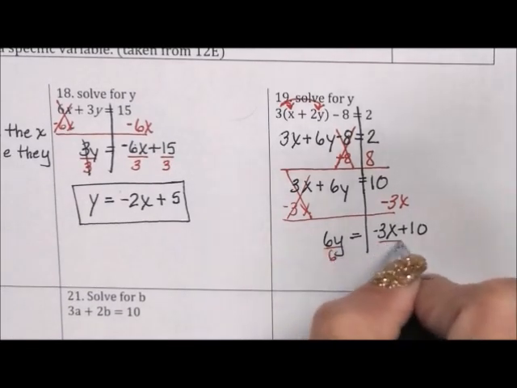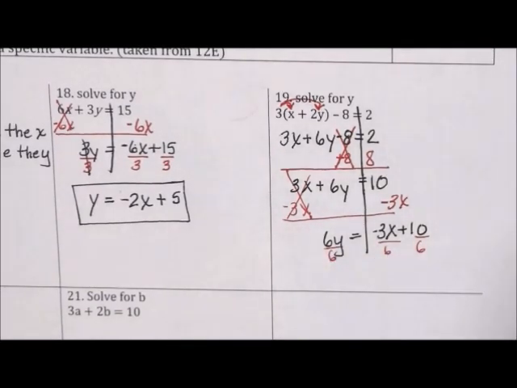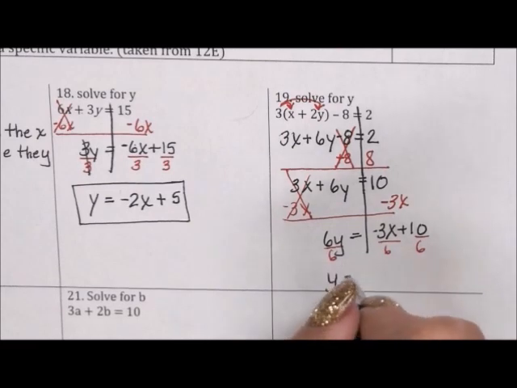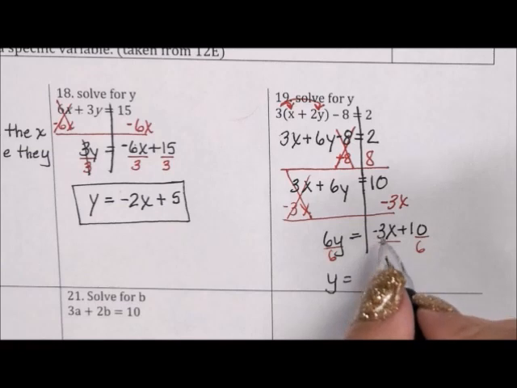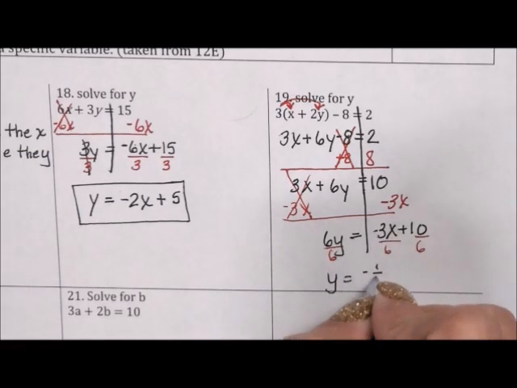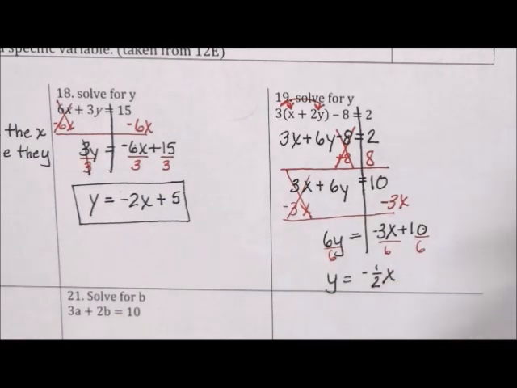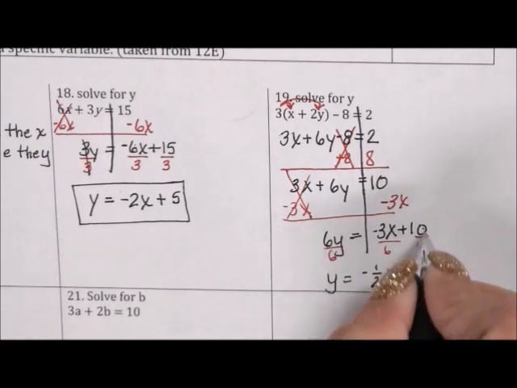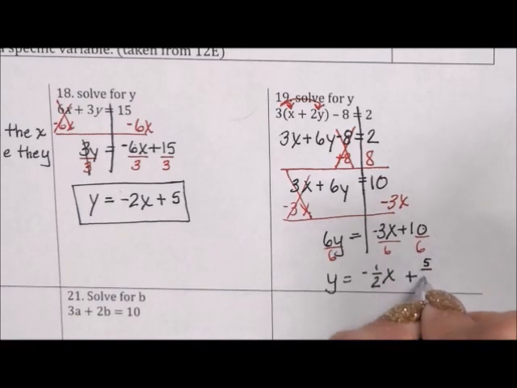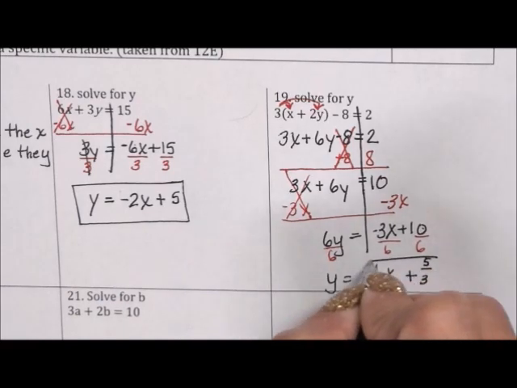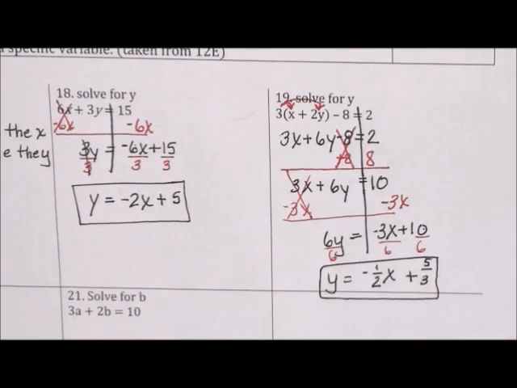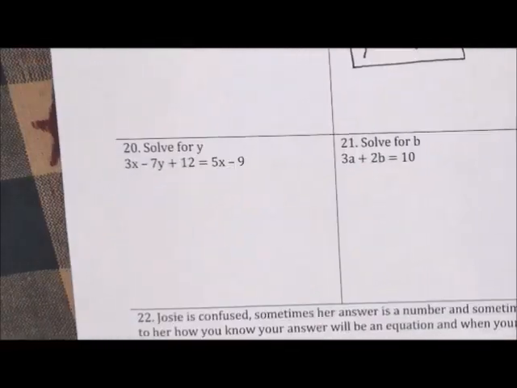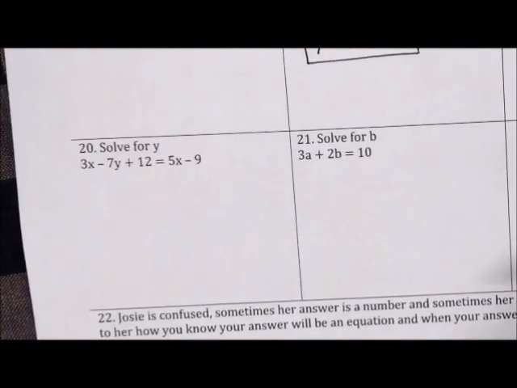I'm going to divide by 6, divide by 6, divide by 6. So y equals negative 3 over 6. That's 1/2. It is negative, so it's going to be negative 1/2 x. 10 divided by 6. I'm just going to reduce that. It'll be a positive. 2 goes into that 5. 2 goes into that 3. It's not the greatest looking problem, but it is what it is. There we go. Remember, you can go back and watch me work any of these that you struggled with.